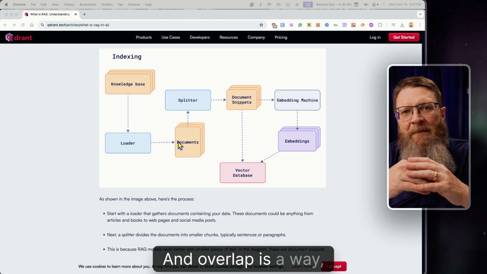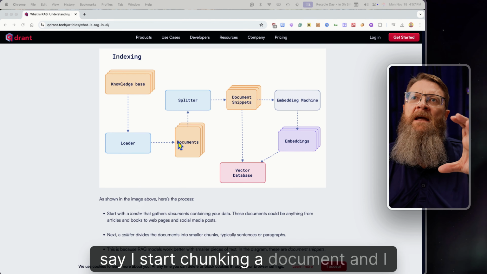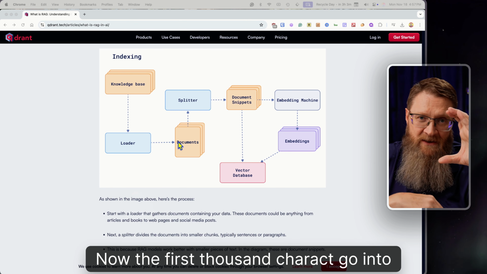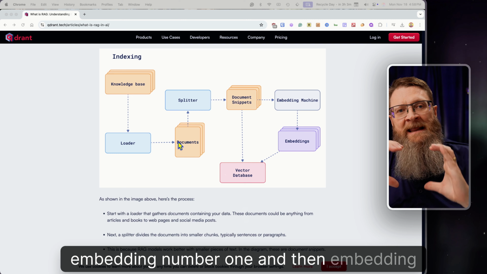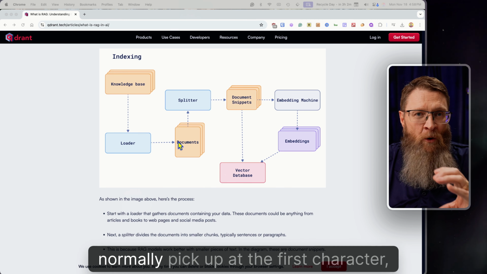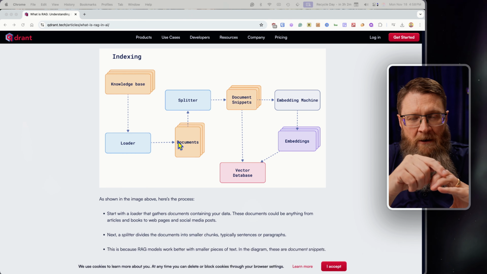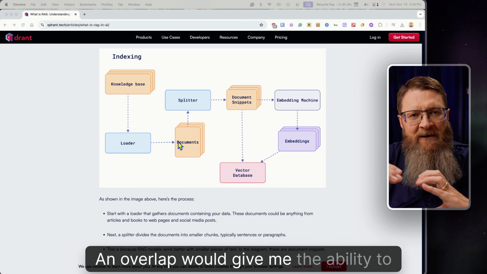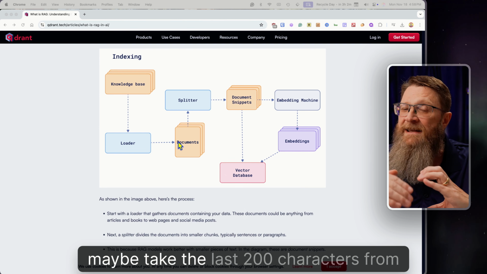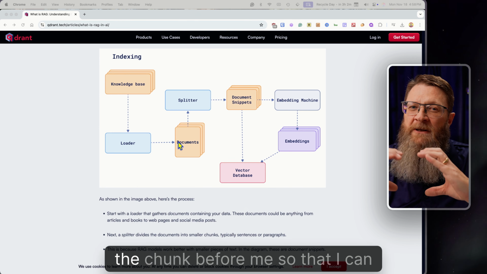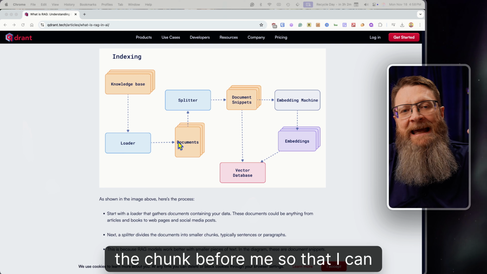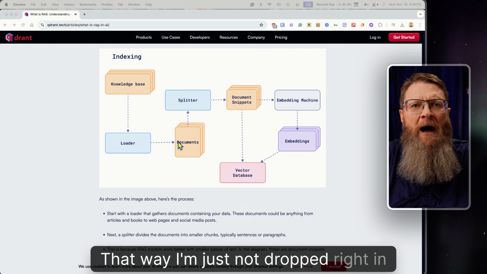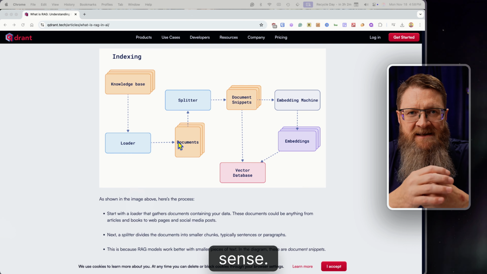And overlap is a way, say I start chunking a document and I tell it 1,000 characters. Now, the first 1,000 characters go into embedding number one. And then embedding number two comes in, and it would normally pick up at the first character, which now would be 1001. An overlap would give me the ability to go back and, say, take the last 200 characters from the chunk before me so that I can maintain some context for what happened. That way, I'm just not dropped right in the middle of data and it doesn't make sense.